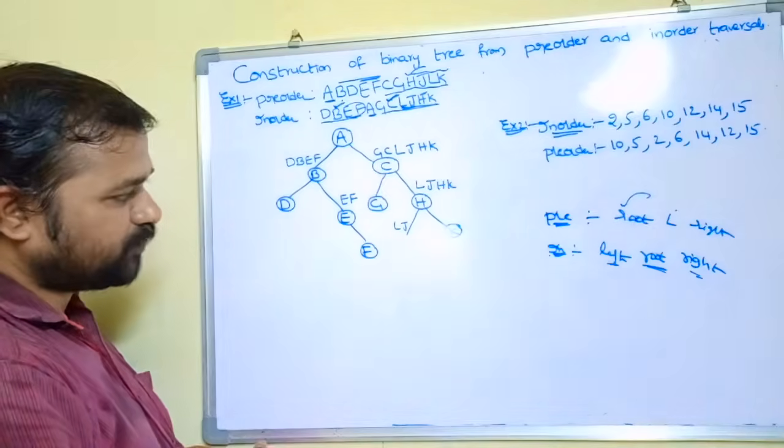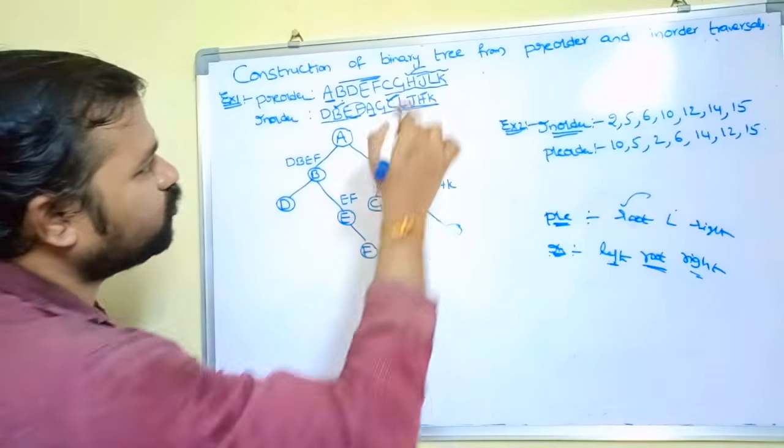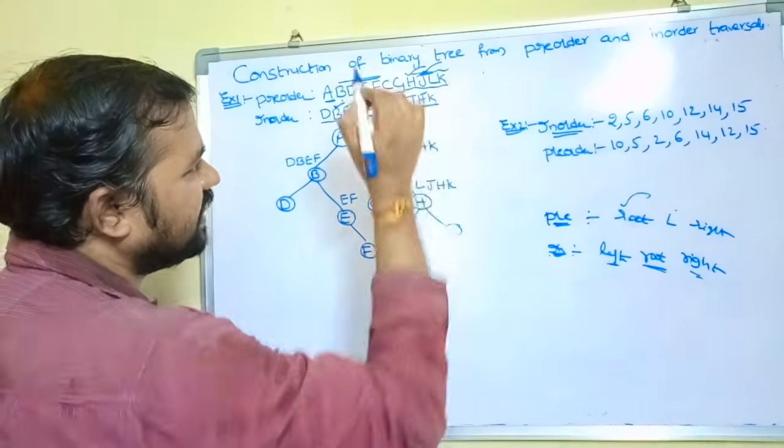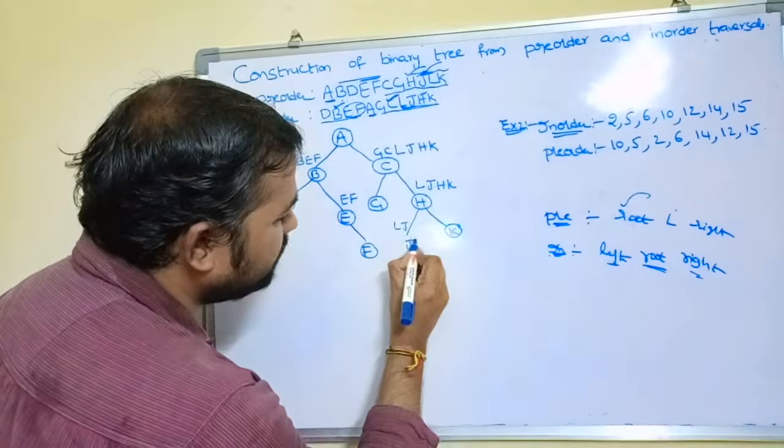Next L, J. So which is the root node? In order to know the root node, we have to go to pre-order traversal. J, L. So which node occurs first? J occurs first. Okay. So J will become the root node.